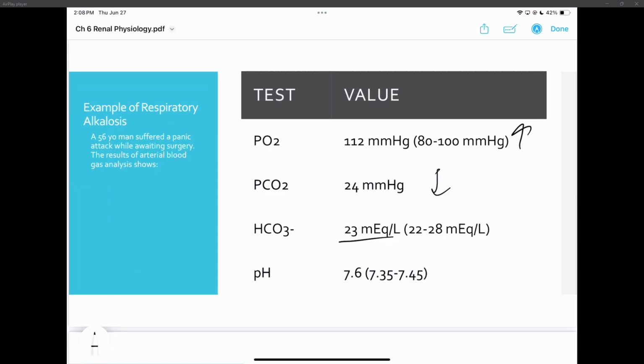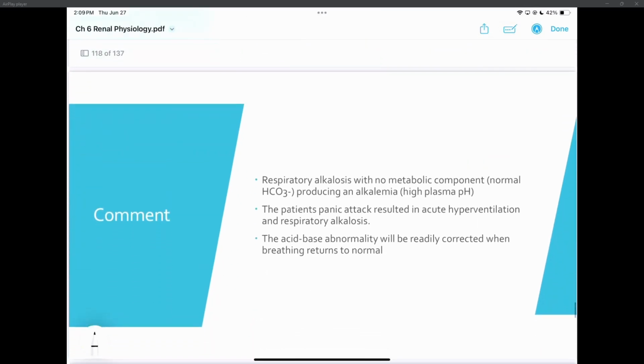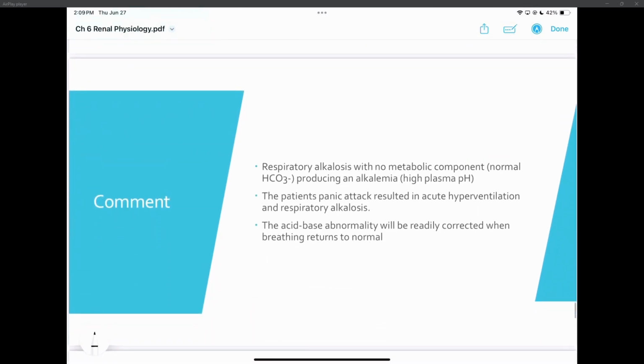Bicarb, normal, pH, high. So pH is high, CO2 is low, respiratory alkalosis. Okay. This is respiratory alkalosis with no metabolic component because our bicarb is normal. We haven't started changing anything with that bicarb.